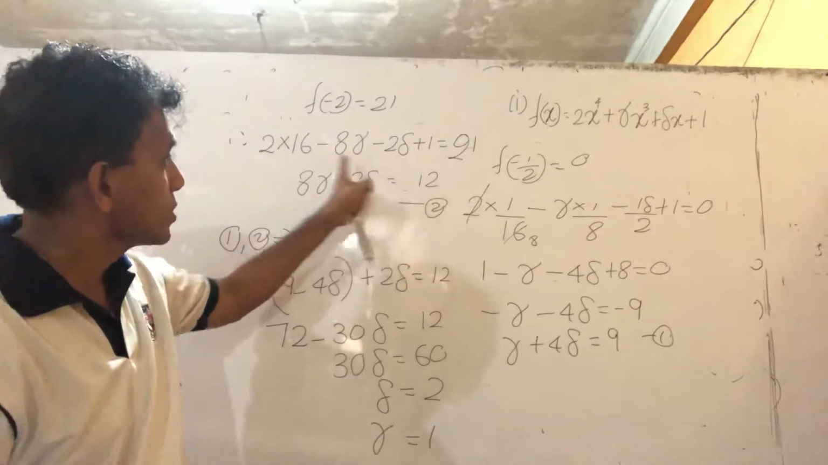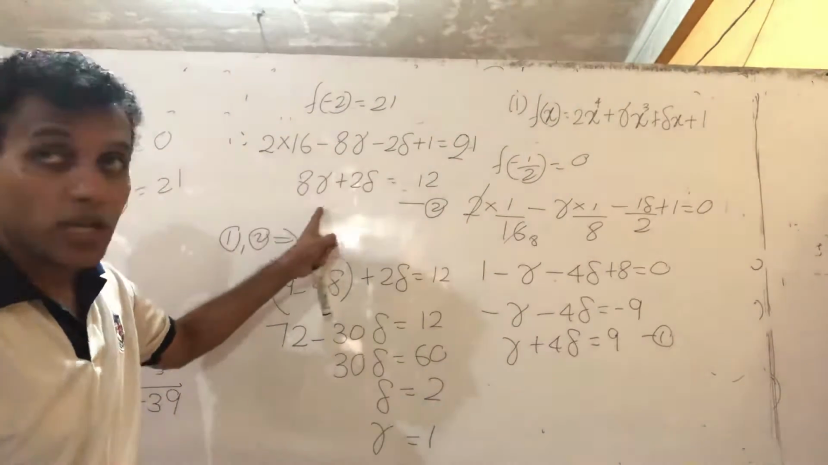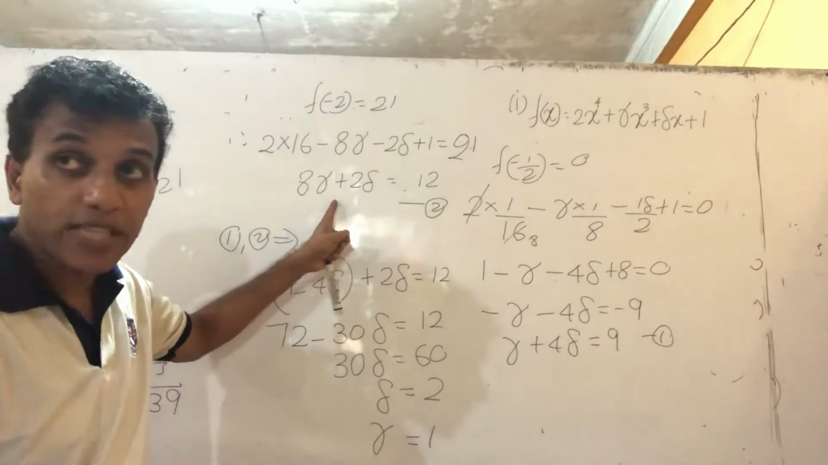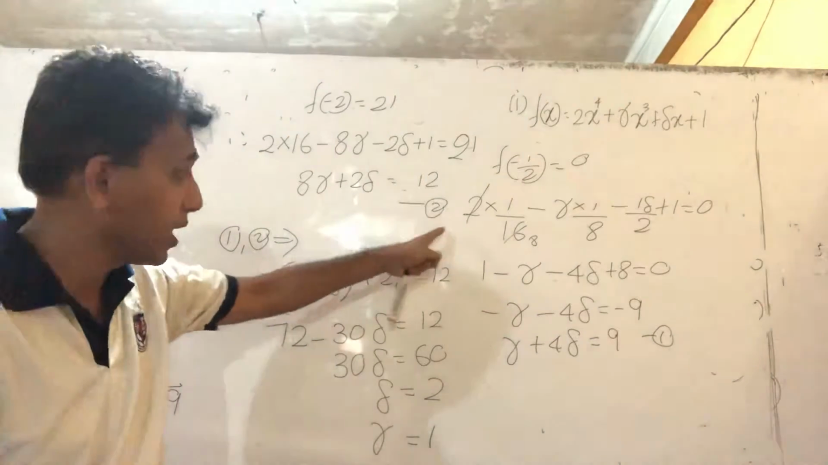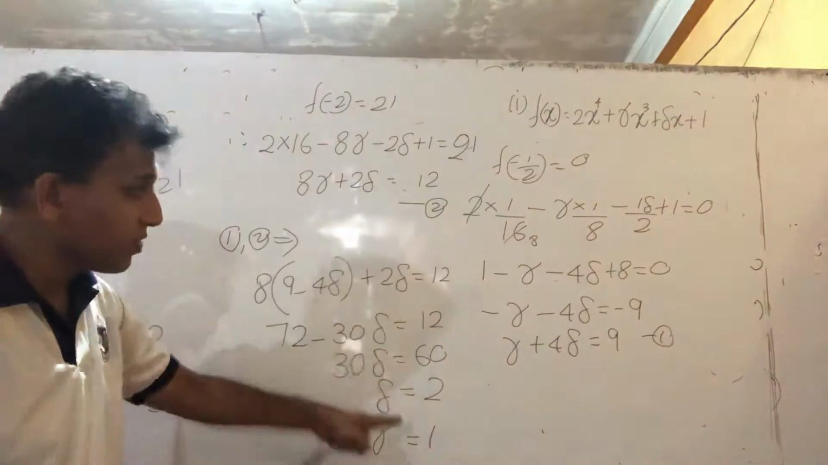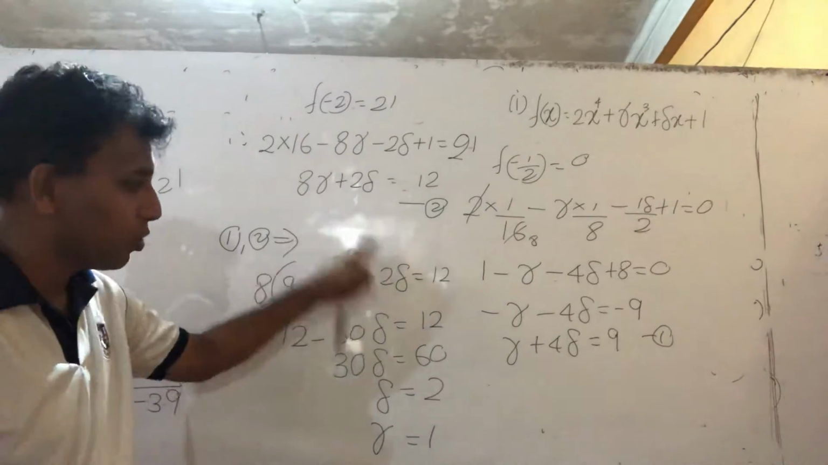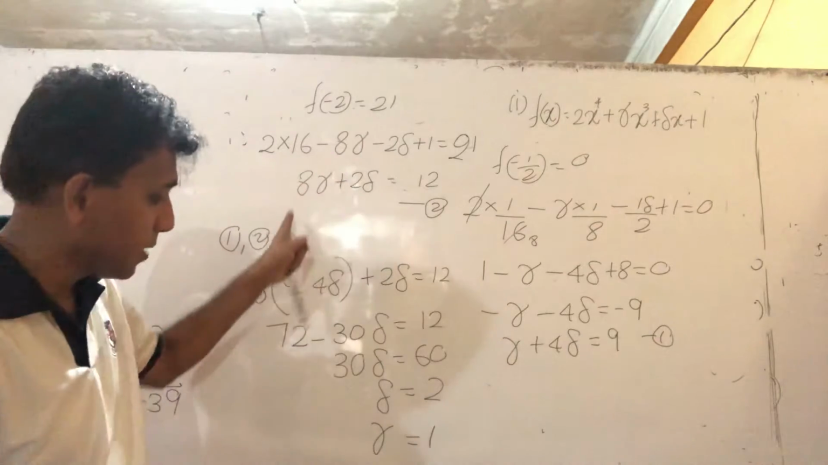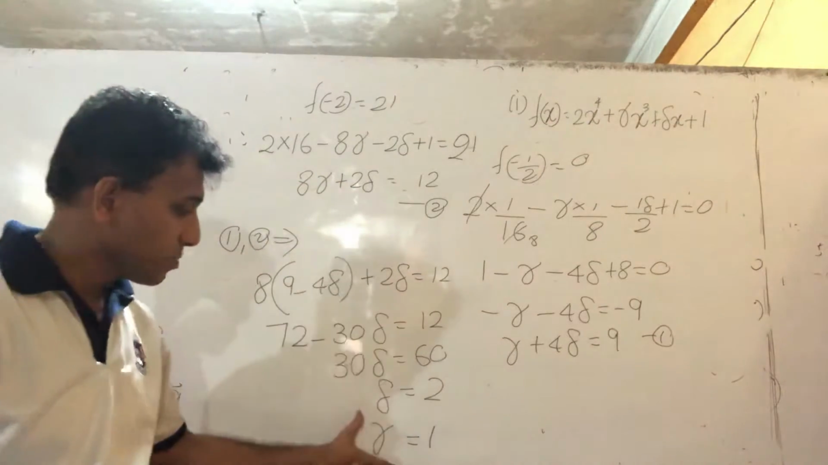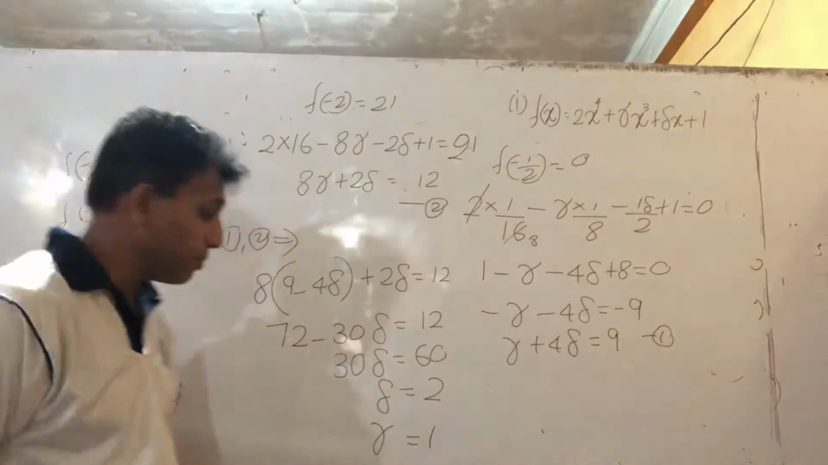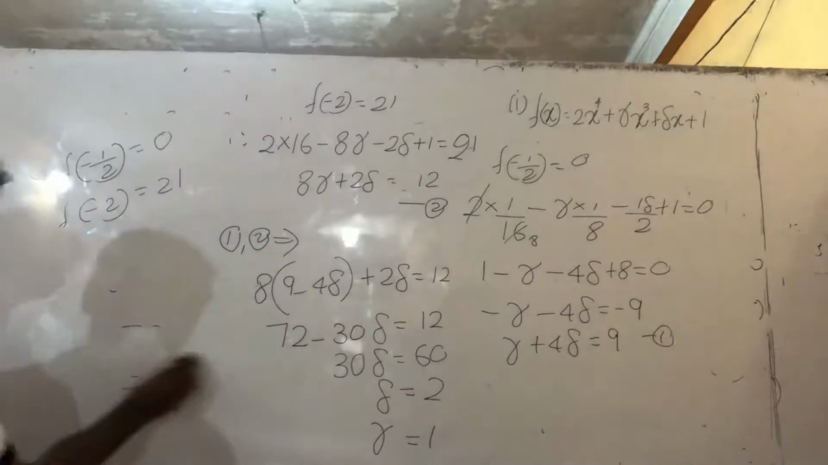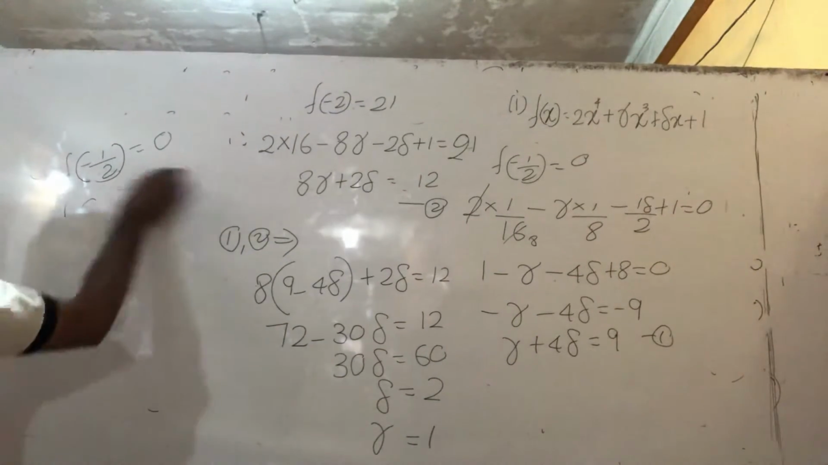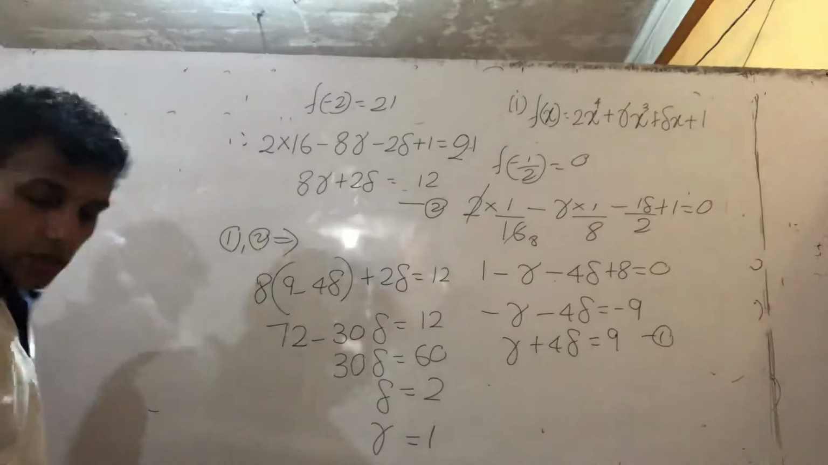So therefore, simplify your equation becomes 8 gamma plus 2 delta equal to 12. Then solve this second and first equation. I substitute for gamma here, right? There's 9 minus 4 delta, and connect the answer. Gamma becomes 1, right? Delta is 2. Gamma and delta are the two constant values.